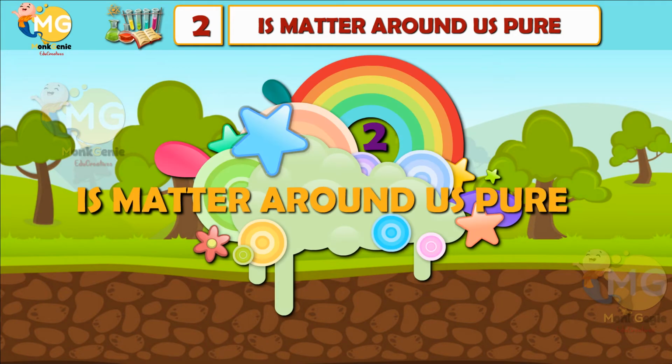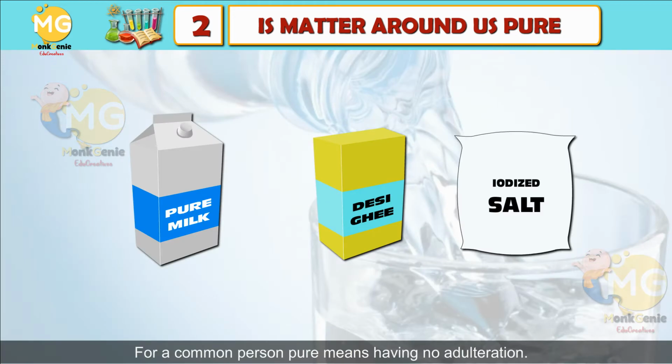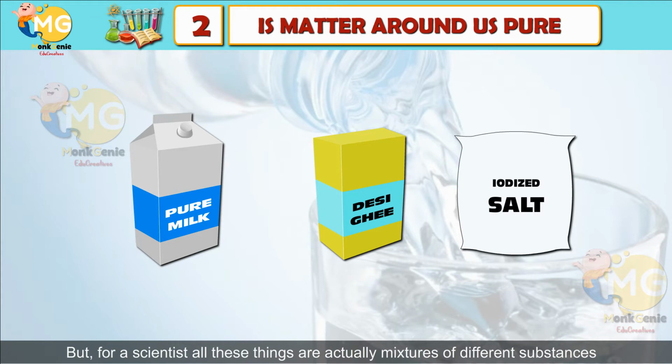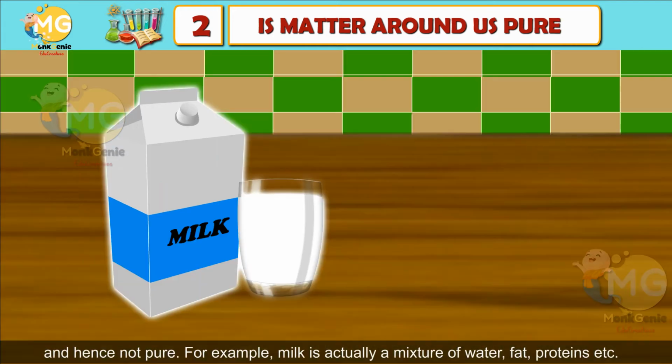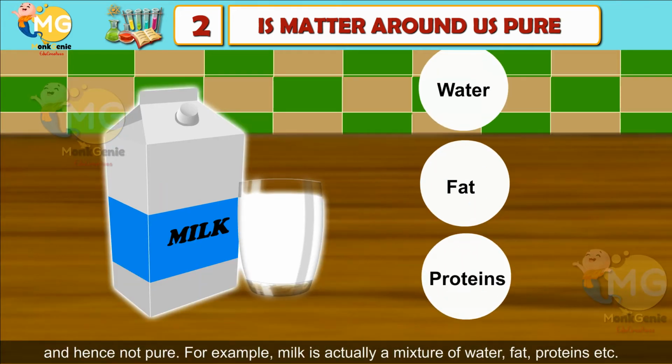Lesson 2. Is matter around us pure? For a common person, pure means having no adulteration. But for a scientist, all these things are actually mixtures of different substances and hence not pure. For example, milk is actually a mixture of water, fat, proteins, etc.